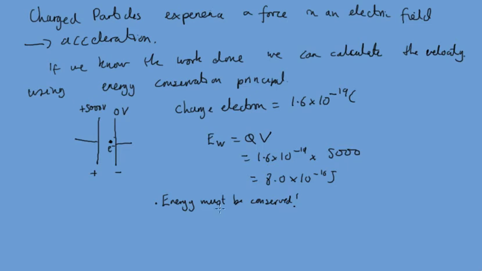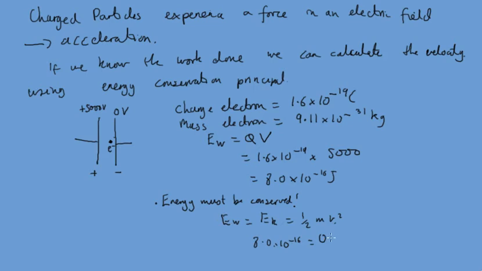Now, energy must be conserved, and let's assume that no energy has been lost during the movement of the electron. So this means that the work done must be equal to the kinetic energy, which is equal to half m v squared. Now the mass of an electron is very small, but we can measure it: 9.11 times 10 to the minus 31 kilograms. And so we can work out the velocity. So we have 8.0 times 10 to the minus 16 joules equals 0.5 times the mass, 9.11 times 10 to the minus 31, times v squared. Crunching all the numbers, we will get v is equal to 4.2 times 10 to the 7 meters per second.